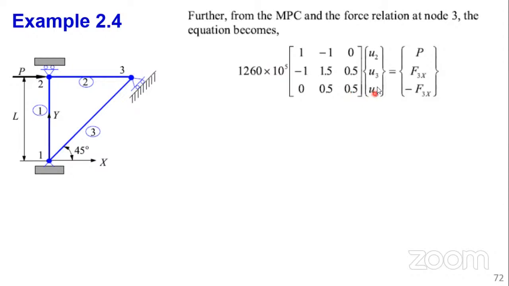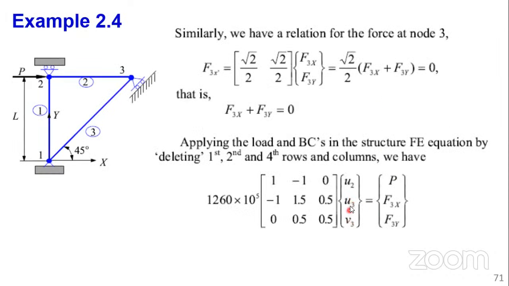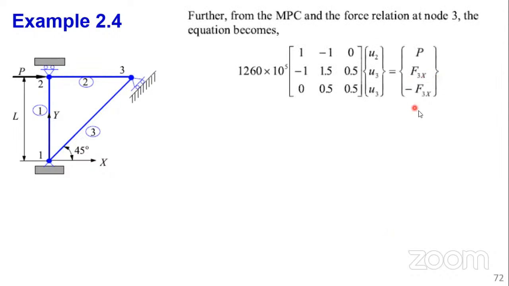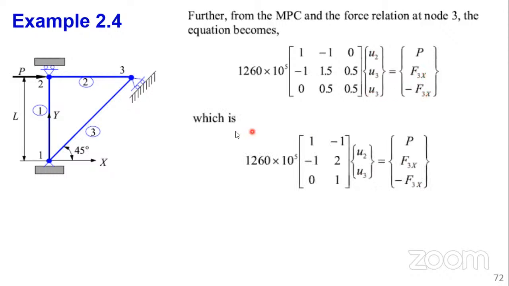So now U3, you see from this equation, we had U3 and V3, but V3 is equal to U3. Again, we have F3x, F3y, but you see F3y is negative F3x. So you can see it's simplified. You only have U2, U3 and F3x as unknowns. So you go ahead and solve that with a simple matrix operation, and you get F3x as this value.